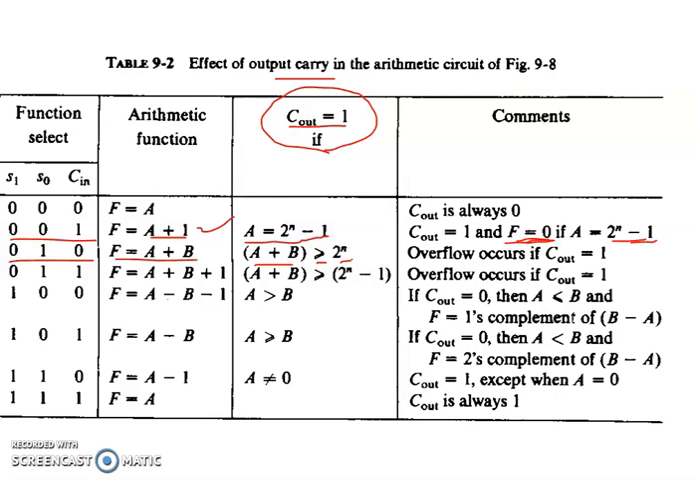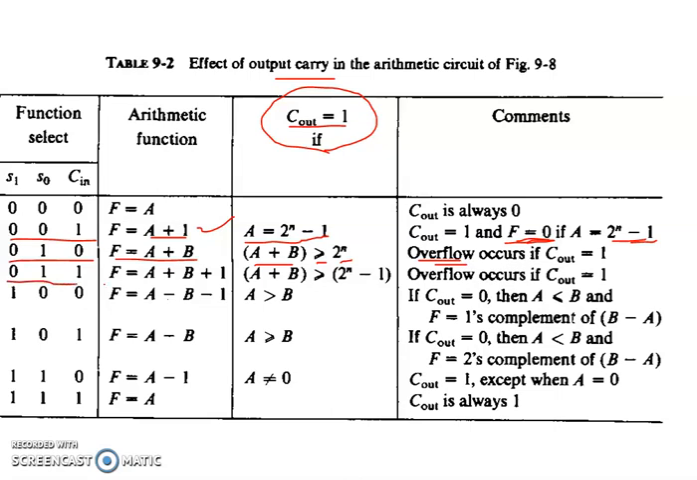2 raised to n means if n is equal to 8, it is 256. If n is equal to 4, it means 16. So a plus b, after computing the operation, will be greater than 2 raised to n, the size of the bit. It will be greater than the size of the bit. In such a case, overflow occurs.